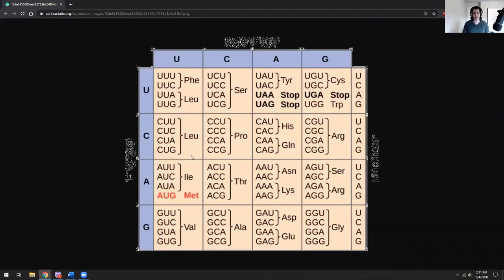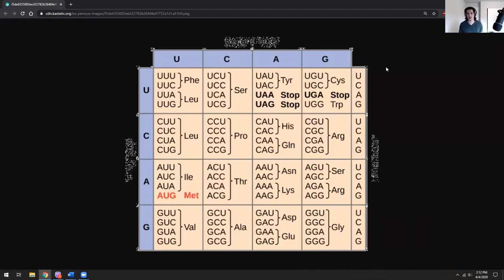So your first letter is going to be on the left side, second letter is going to be on the top, and then your third letter you're going to find within here. So let's just say we started with AGG. We have A, then we go find this G, so G, G, ARG, arginine. So you'd start off with arginine in the amino acid sequence. And then let's say the second codon, which is just a group of 3, was CAA. So you'd have CAA glutamine. So you'd have arginine, glutamine.